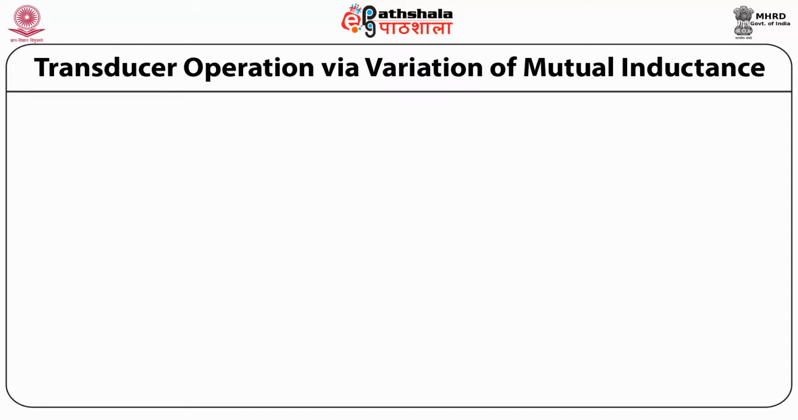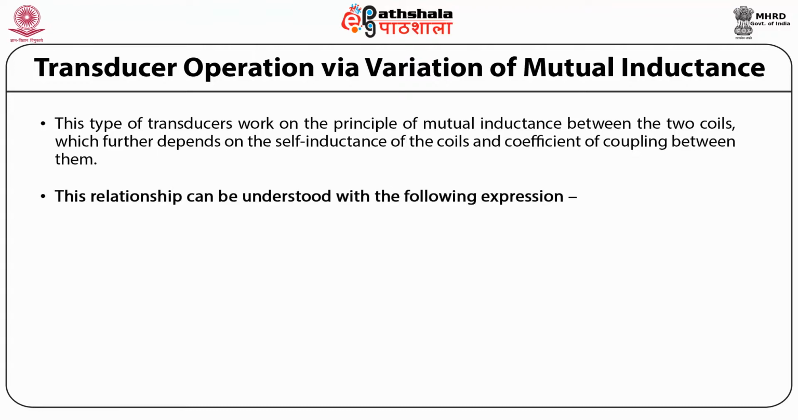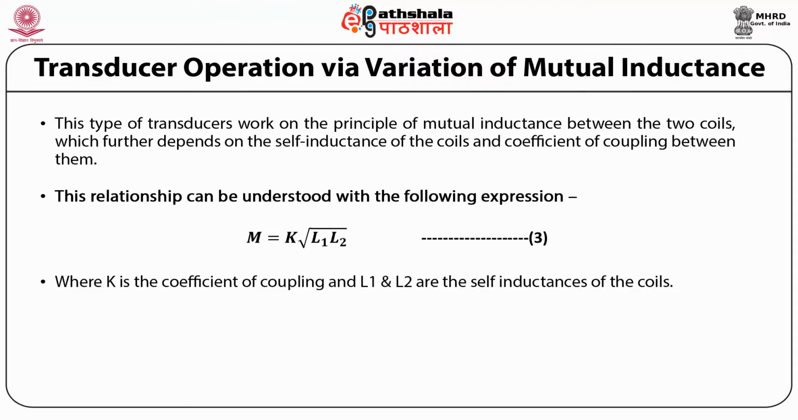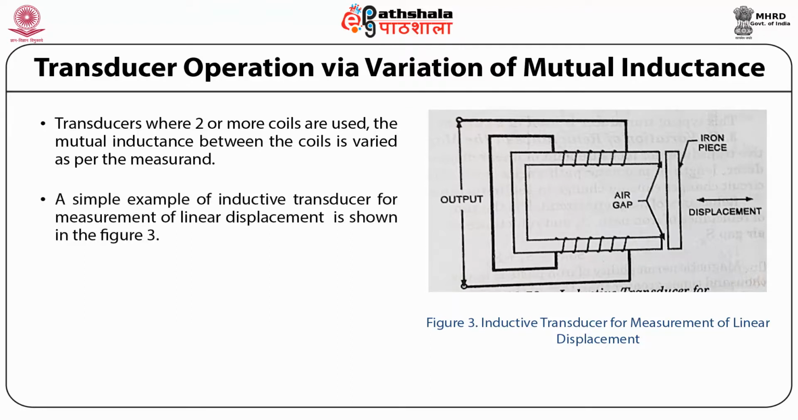Transducer operation via variation of mutual inductance. This type of transducer works on the principle of mutual inductance between two coils, which further depends on the self-inductance of the coils and the coefficient of coupling between them. This relationship can be understood with the following expression: M is equal to K multiplied by root of L1 into L2. This is equation 3, where K is the coefficient of coupling and L1 and L2 are self-inductances of the coil.